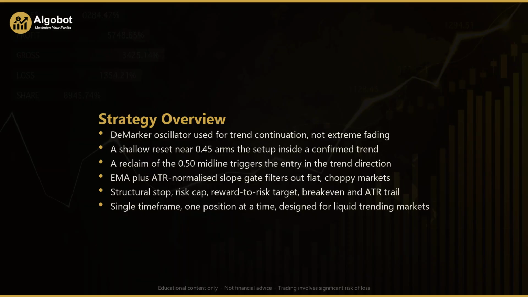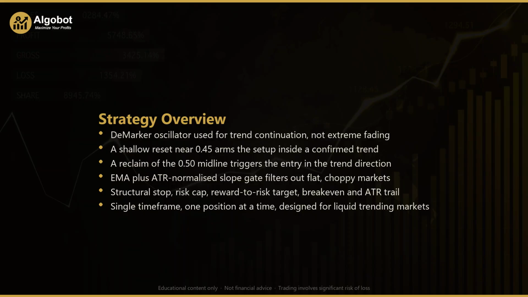To make sure it only acts inside a real trend, the strategy adds a trend filter built from an exponential moving average. Price must be on the correct side of that moving average, and the average itself must be sloping with enough conviction. That slope is measured relative to the average true range, so flat and choppy conditions are filtered out before any trade is considered.